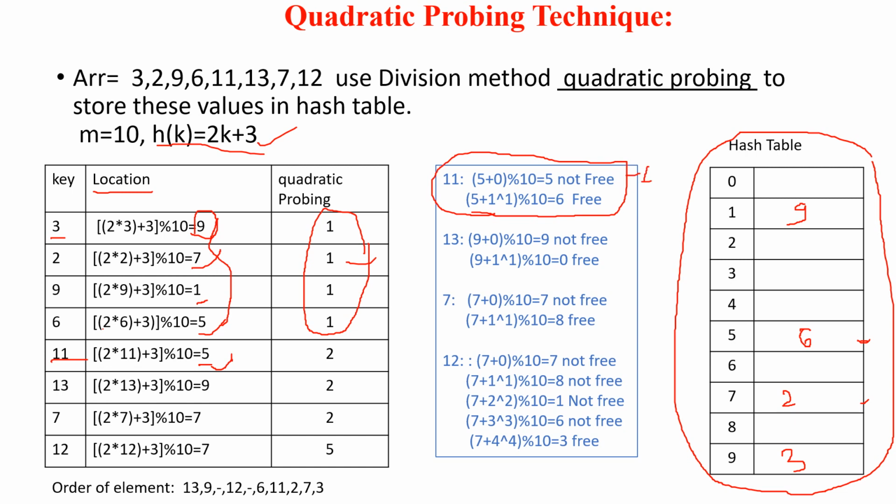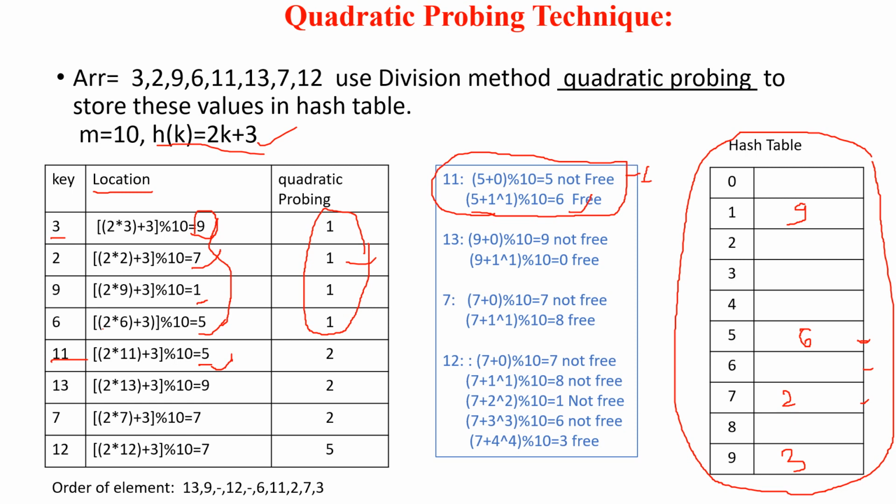Now what will you do? I increment by 1, then 5 plus i square, because you are doing quadratic probing, it's not linear probing. Quadratic means you are doing a square. So 5 plus i square modulus 10, then you will get 6. Check if 6 is free. Yes, 6 is free. So I am using a different color for the 11 because 6 is free.